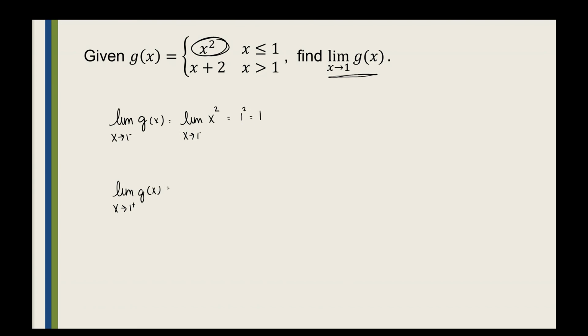And since x squared is a polynomial function, we know that we can evaluate this by direct substitution to just get 1. And when we want to find the limit as x approaches 1 from the right of g of x, well, now our x values will be greater than 1, so we're going to be using this second piece of our function. We'd have the limit as x approaches 1 from the right of x plus 2, which again, x plus 2 is a polynomial, so we can evaluate this by direct substitution to get 3. Now, since the one-sided limits don't agree with each other, the limit as x approaches 1 of g of x does not exist.